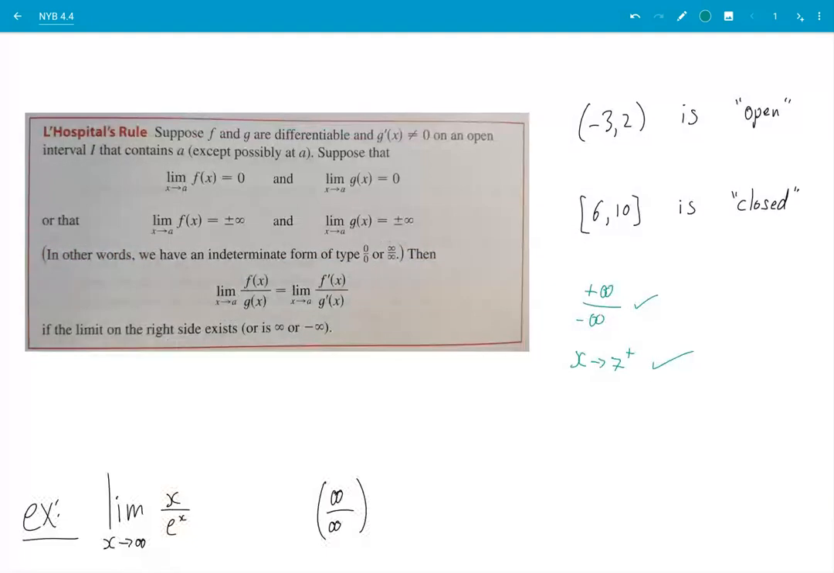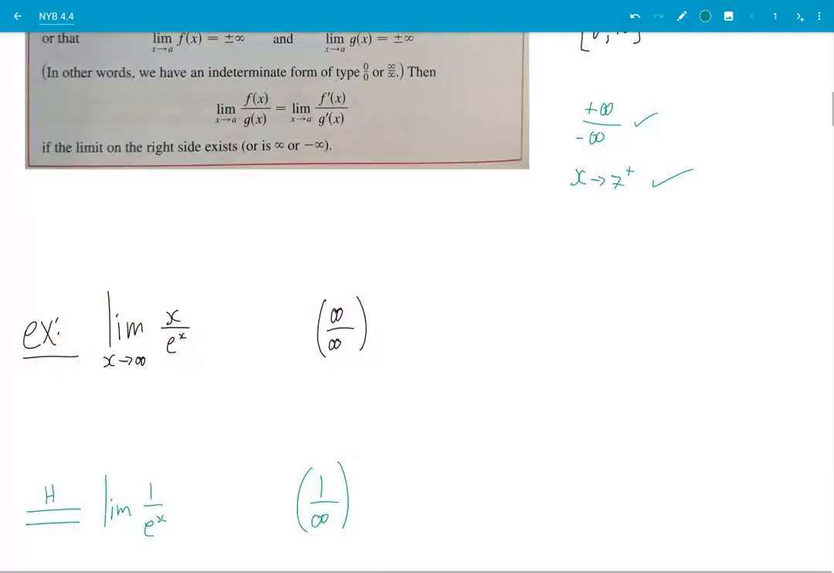Okay, let's do some examples. x over e to the x. Now the numerator is approaching infinity, and the denominator is approaching infinity. So I can apply L'Hopital's rule, which I do, indicating with an h that I have done so. You don't have to put this h.